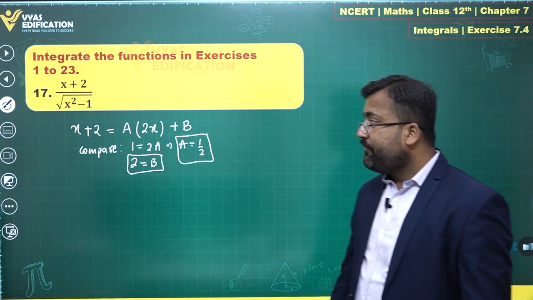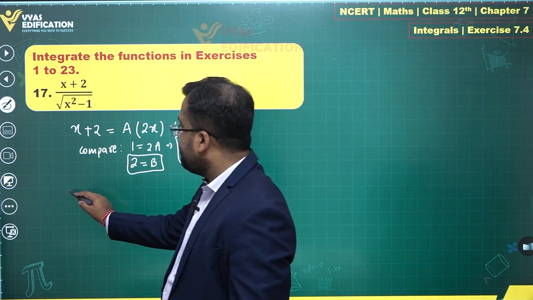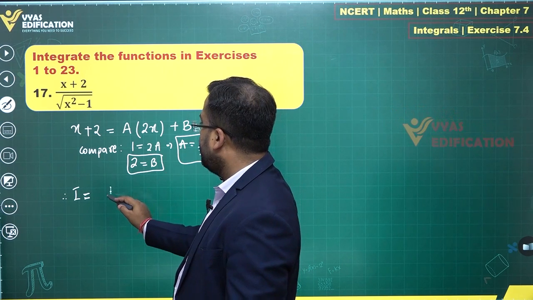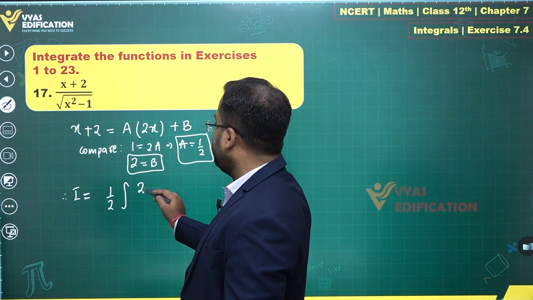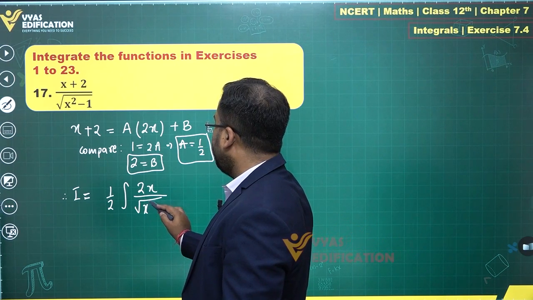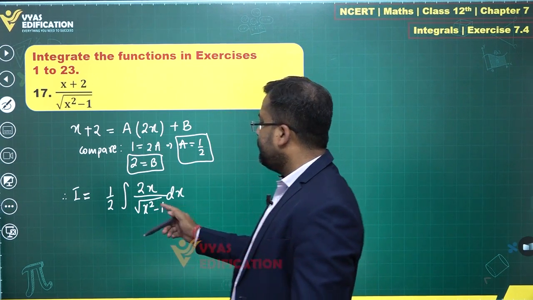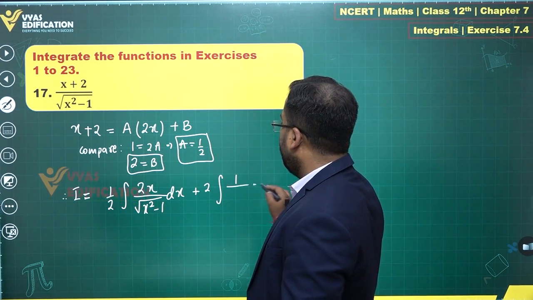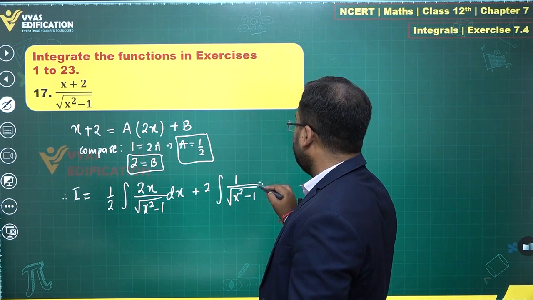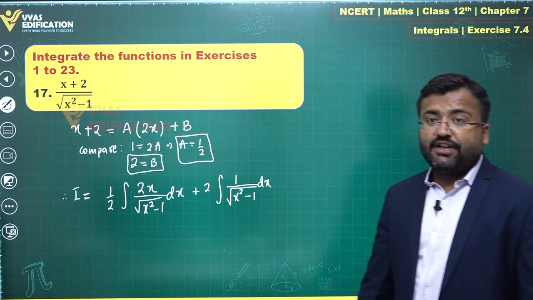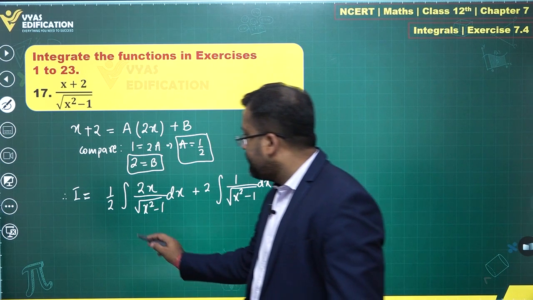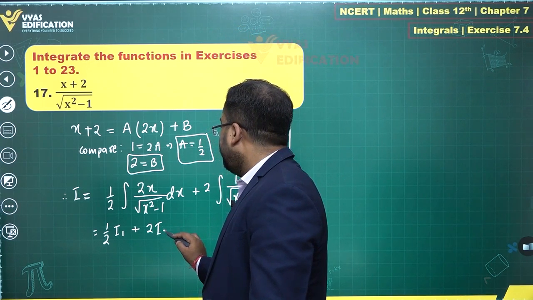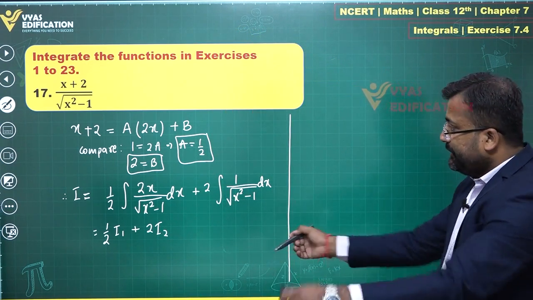That's the first thing that you note. Once you note this, therefore I is equal to a, which is 1 by 2 times integral of 2x upon root of x square minus 1 dx. This is the first integral that we are interested in. The next is b, that is 2, times integral of 1 upon under root of x square minus 1 dx. This is the second integral that we are interested in, right? So let's call this half I1 plus 2 I2, and we'll solve I1 and I2 separately.